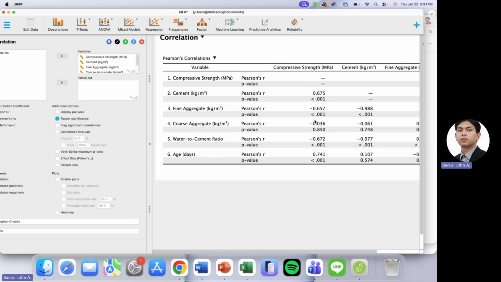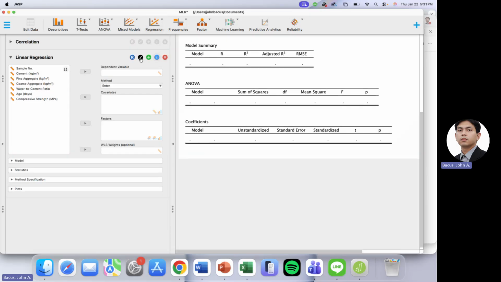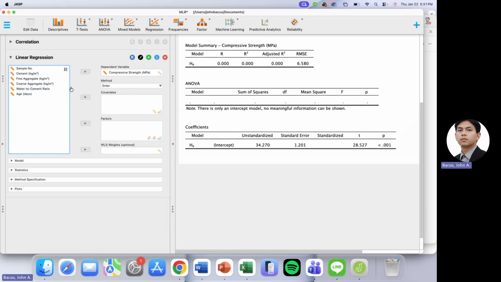I hope you understand that, no? So if you have any questions, you message me afterwards. Now, we have already the relationship. So now let's build a model using linear regression. So the dependent variable here is the compressive strength. And since we have to omit fine aggregate, coarse aggregate, and water to cement, because again, multicollinear siya. Ito, si fine aggregate kay cement, si fine aggregate kay water to cement, and si water to cement kay cement.